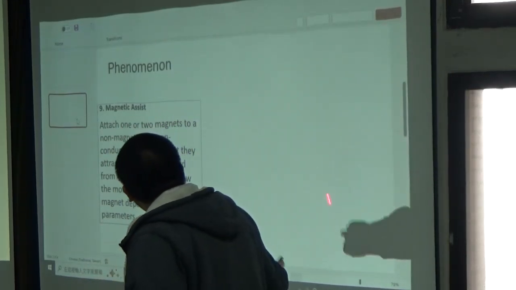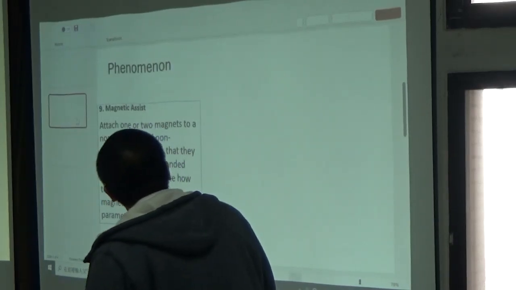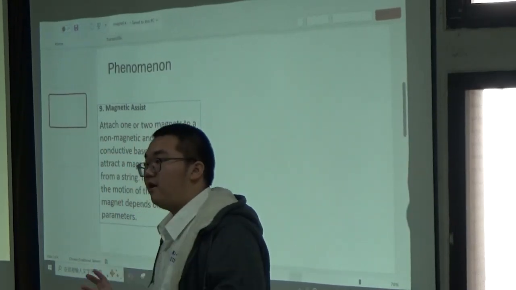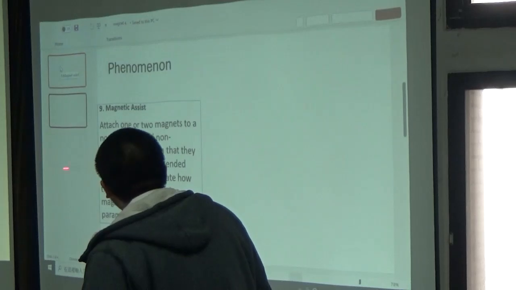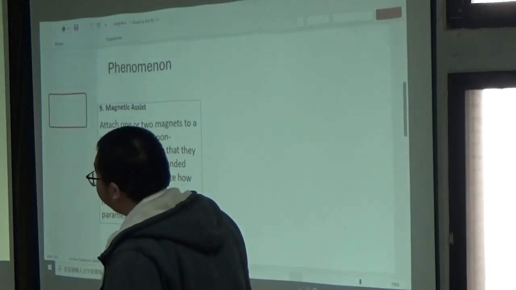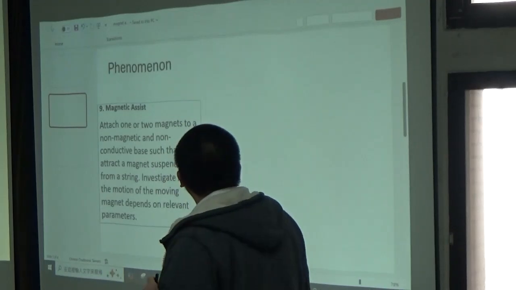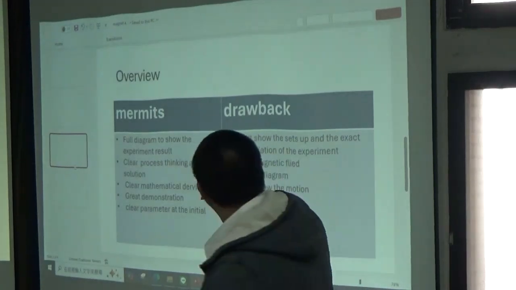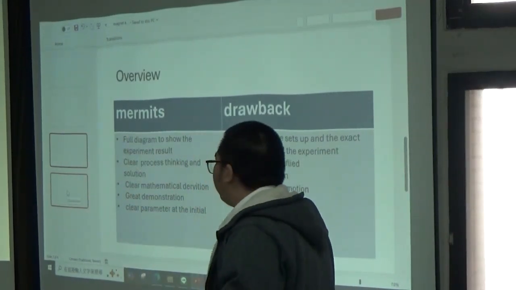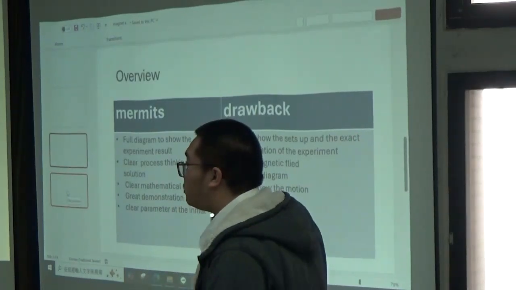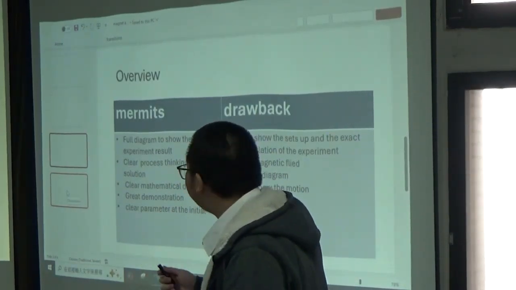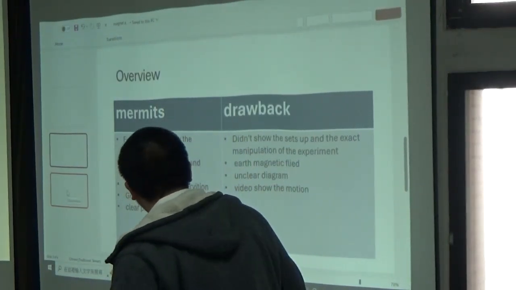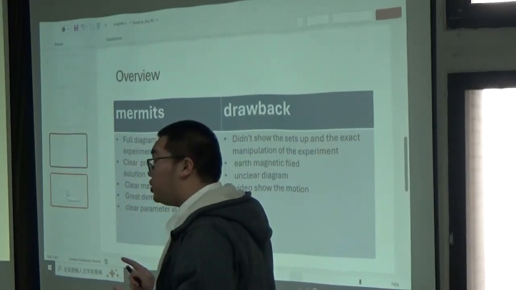So from this problem statement and also from the report, I can see that the way he shows the motion is mainly the period of the magnets. So I have a little bit of doubt about the way he detects the motion. So let's look at the pros and the cons first. From the merits, first, I think he has a full diagram to show each period, and second, he tells me the process of his thinking, and also the clear mathematical derivation, great demonstration, and clear parameters of each initial state.